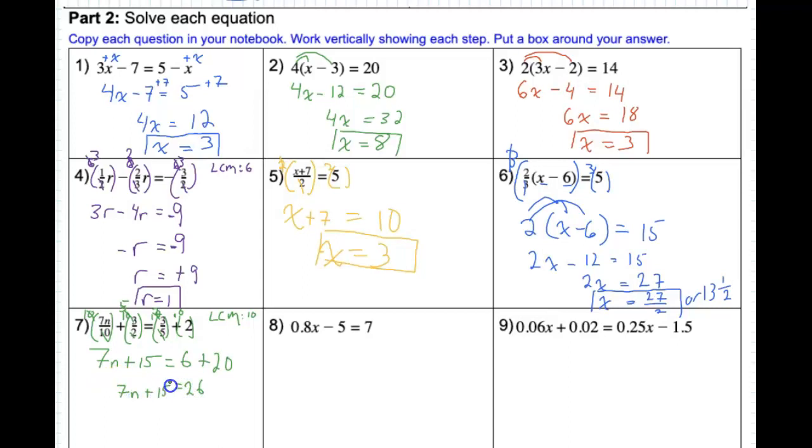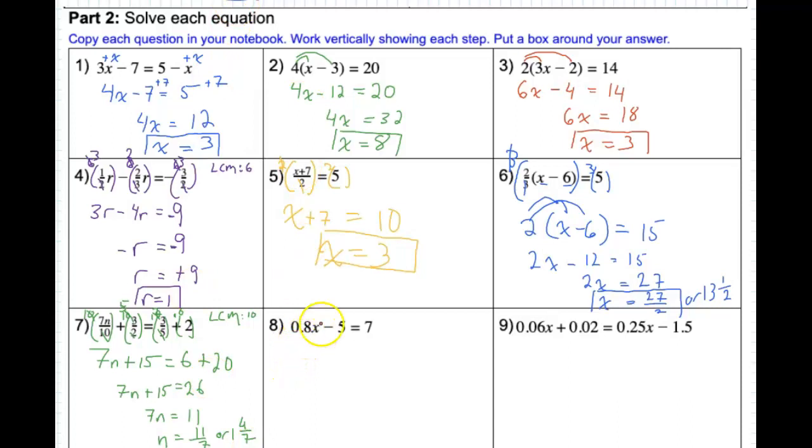Again, just got to isolate the 7n first. So 7n, I'm going to subtract 15 to both sides equals 11. And undo that multiplication. n equals 11 over 7. Again, you could say 1 and, what would that be? 4/7. Both are acceptable.